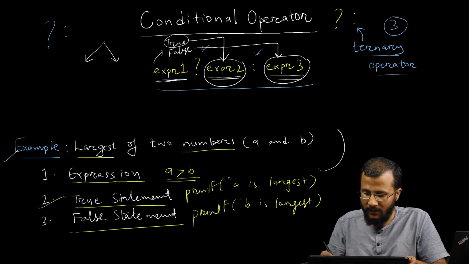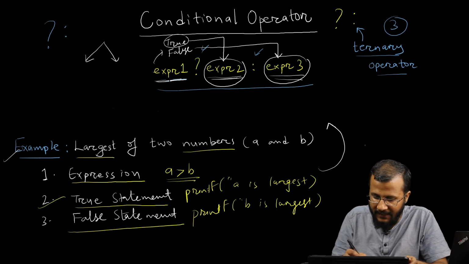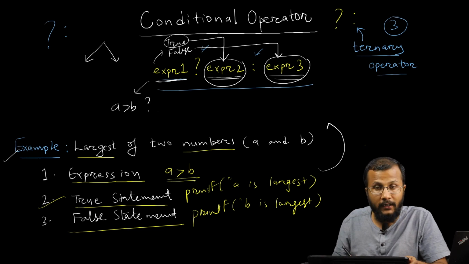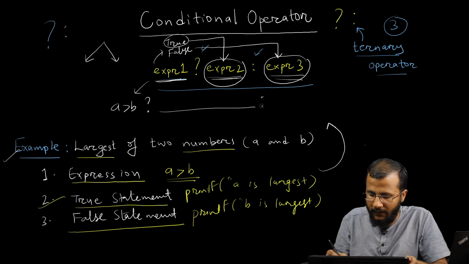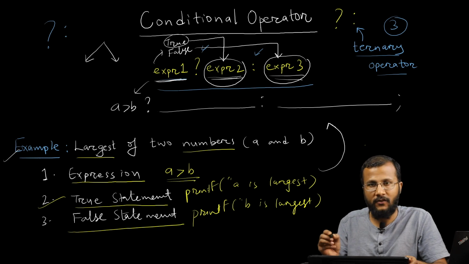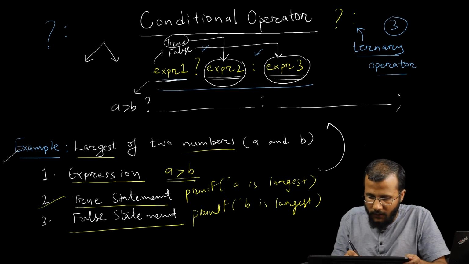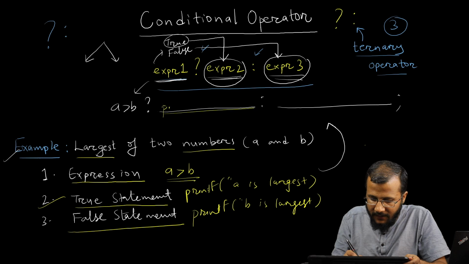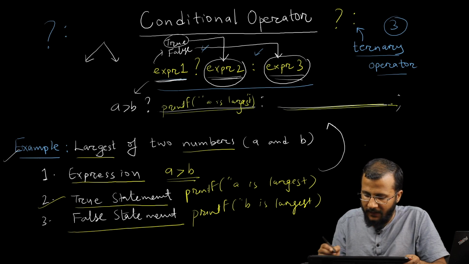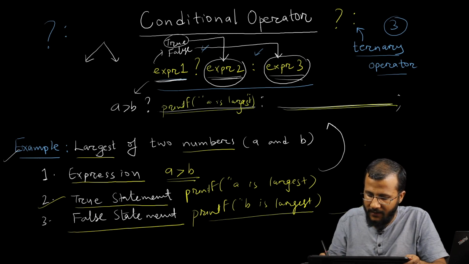So now let's try to put this in the conditional operator. First we'll have to write expression 1, which in this case is nothing but A greater than B. Then obviously we'll give a question mark. Now I'll write the true statement here, give a colon, and write the false statement here. Then I'll give the semicolon, as you have to do in any C statement. So here I'll write printf A is largest, and in the false part, the false statement that will be executed, printf B is largest, will come here.